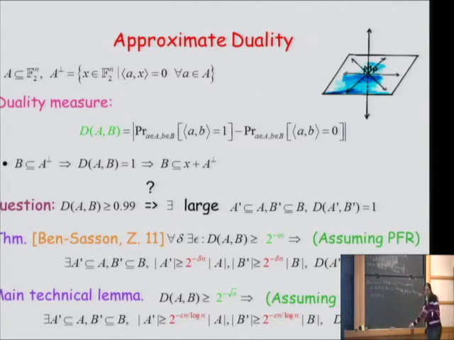So any more questions about duality measure? Okay. Before proving the main technical lemma, I want to show how it implies improved upper bounds on communication complexity.